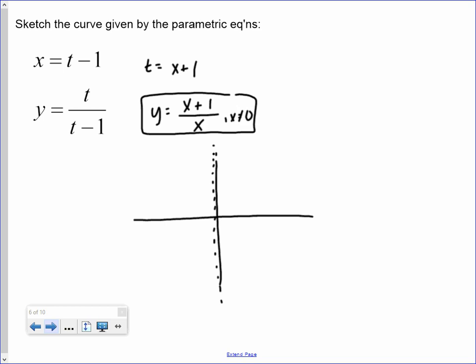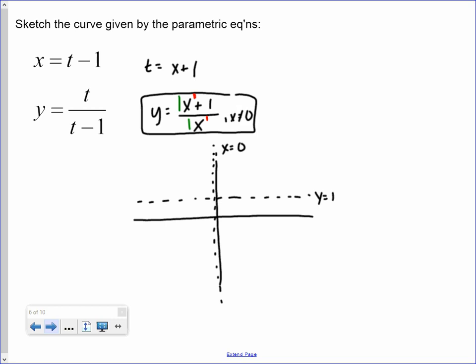There's my vertical asymptote. To do my horizontal asymptote, I have to check the degrees of my numerator and my denominator. So the degree of my numerator is 1, the degree of my denominator is 1. When they have the same degree, the horizontal asymptote is the ratio of the leading coefficients. So that would be 1 over 1, which is just y equals 1. So I'm going to put my horizontal asymptote at y equals 1. Maybe I'll label these things.